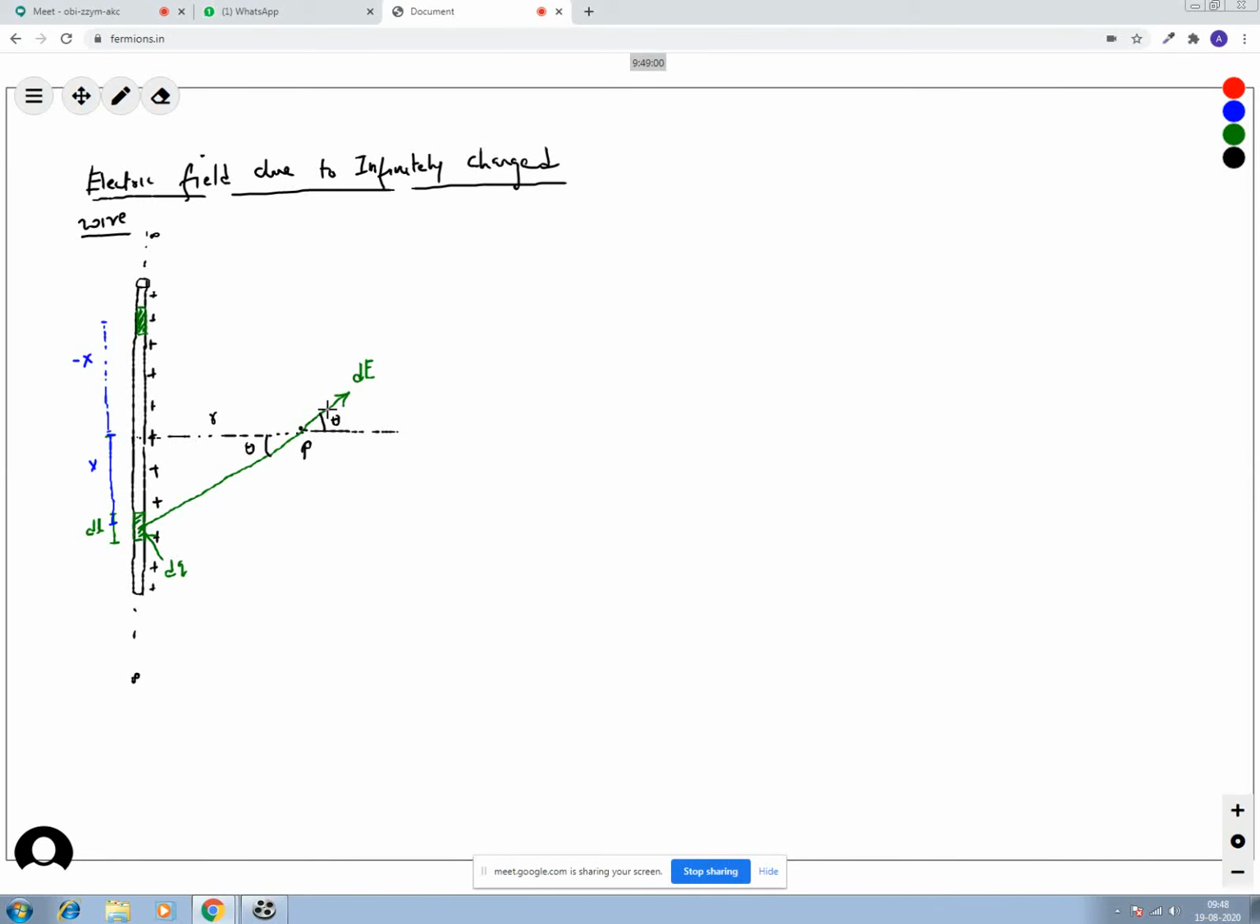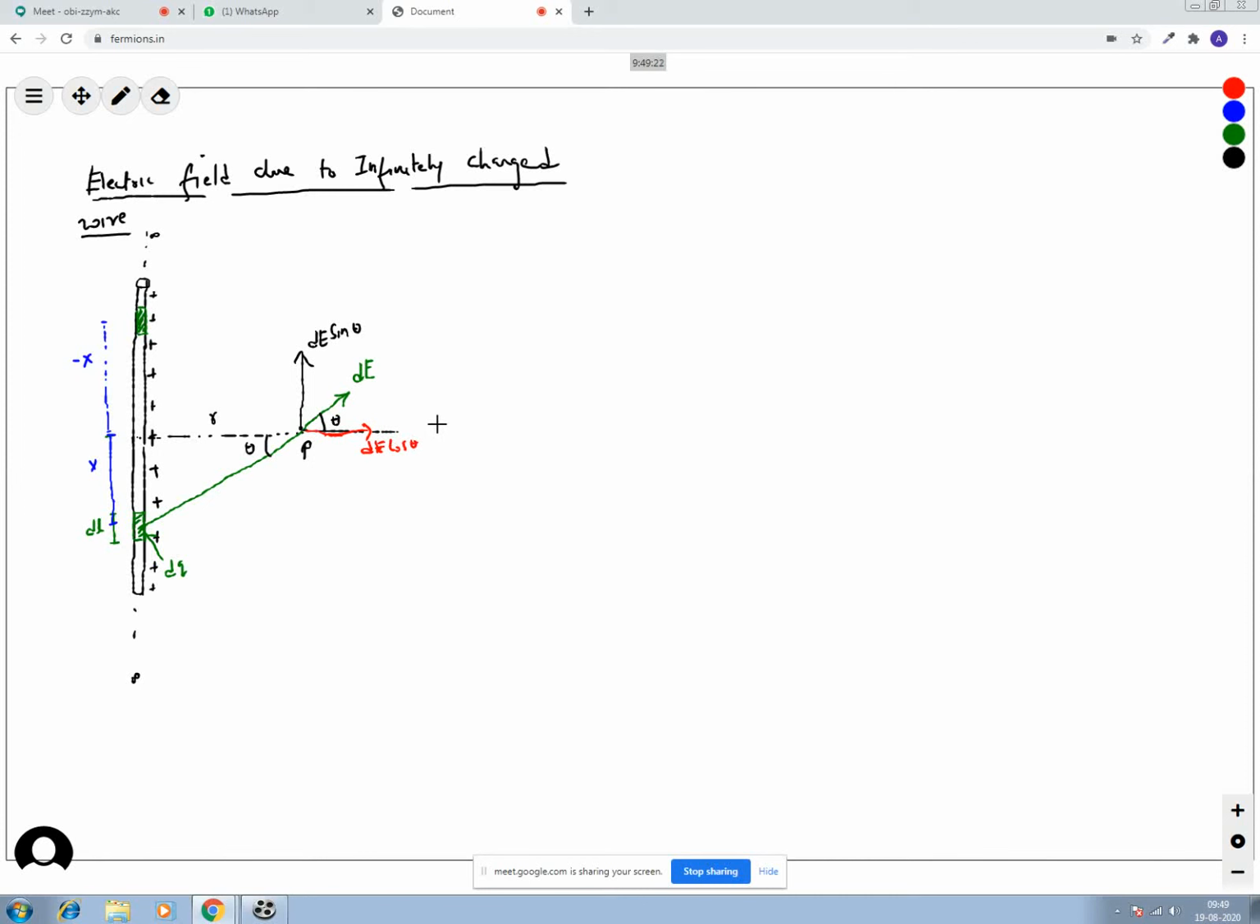Now this dE, can I resolve it into two components? As I taught you earlier, we can break it into two components. One will be dE sine theta. The other will be dE cos theta. Let me write the cos theta with red color. So this is the dE cos theta.